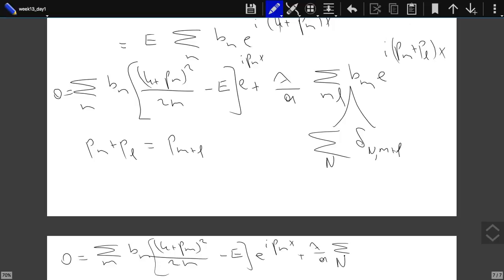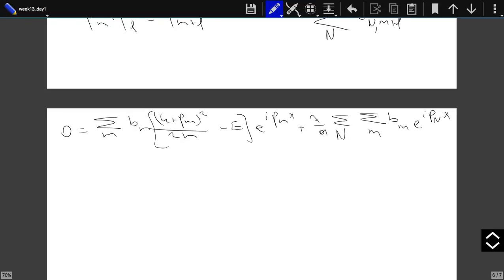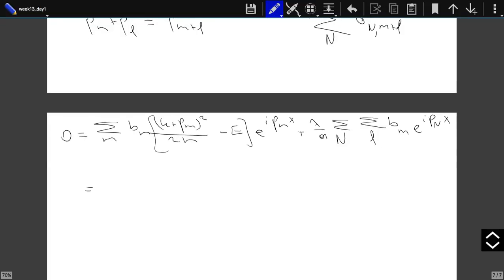But now, using that Kronecker delta, I can carry out one of the m or the L summations. And let's just do the L summation. L summation just tells me that I should replace L with n minus m. But that will just give me sum over m is left. I have Bm e to the power i Pn of x. Or rather than the L summation, let me do the M summation.